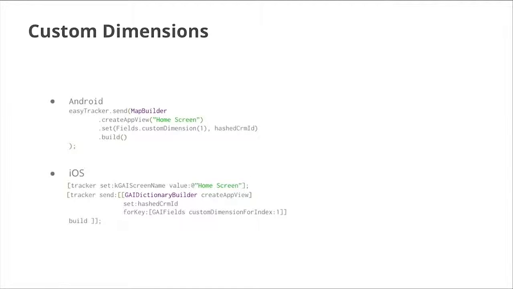Once you've defined it, here's how you actually send a snippet. This is simple enough that I can show you both Android and iOS in one slide. It's really just the one line. It's setting the custom dimension and then sending a value with it. In this example, I'm sending the hash CRM ID as custom dimension 1. Once you've done this, you send this data to analytics, and it will be available to you as your unique ID dimension everywhere in analytics.